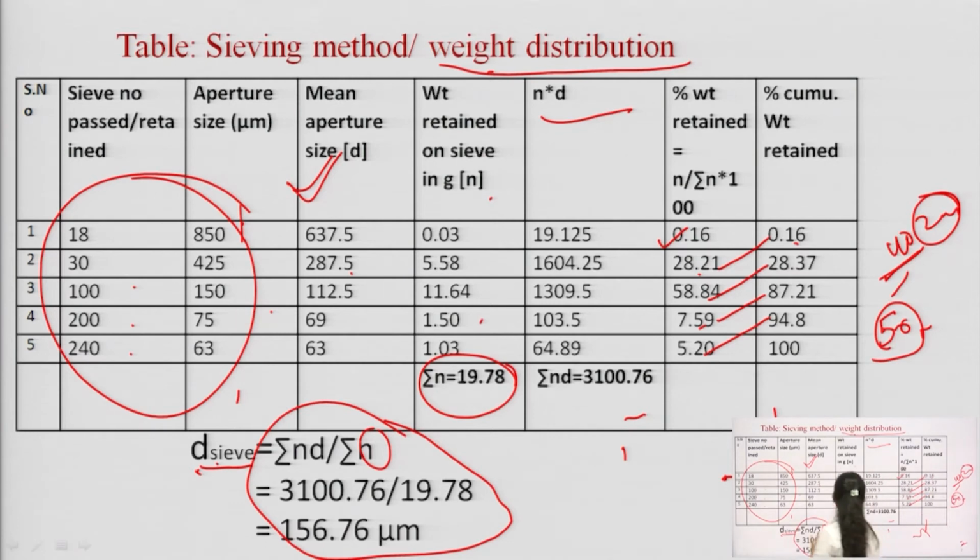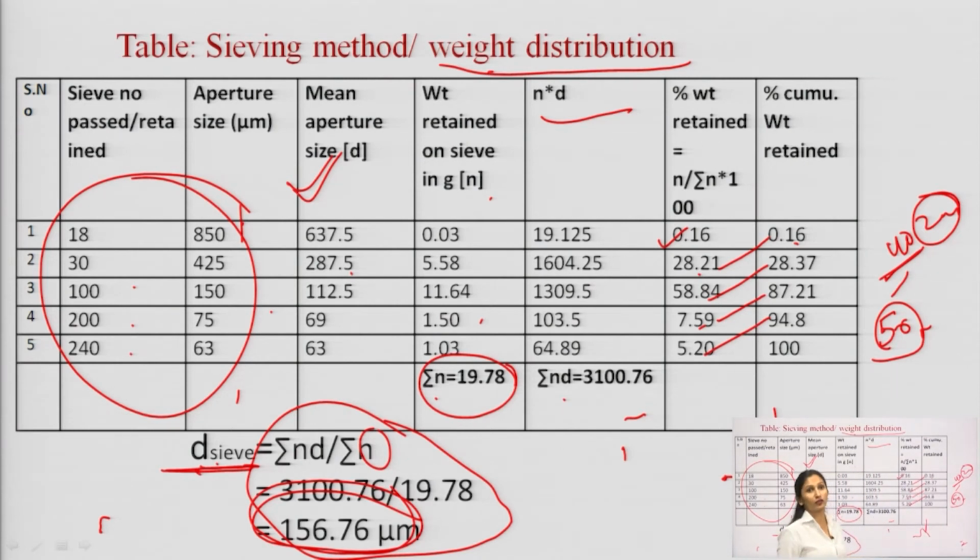From this table you can calculate sigma n and sigma nd. And how will you determine the D sieve? Sigma nd upon sigma n: 3100.76 divided by 19.79 equals 156.76 micrometer. So the average particle size, or D sieve, of the given powder was found to be 156.76 micrometer. So this is the particle size, and how will you determine the particle size distribution?